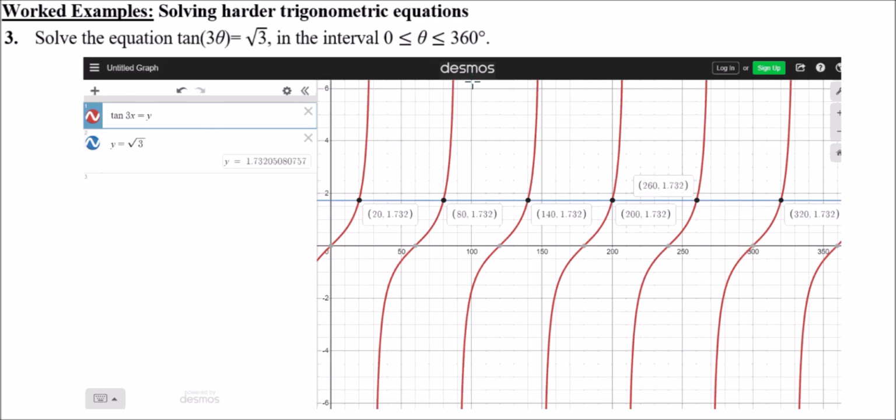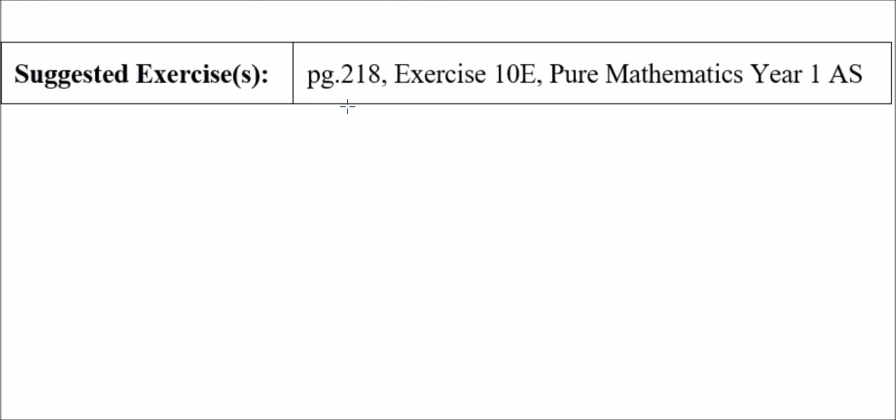Have a play around with Desmos.com if you get the time. Anyway, over to you guys now. So page 218, exercise 10e in the book. Try all the questions, it can't do you any harm.